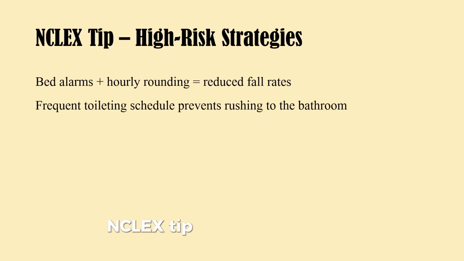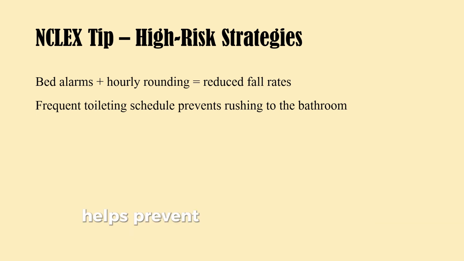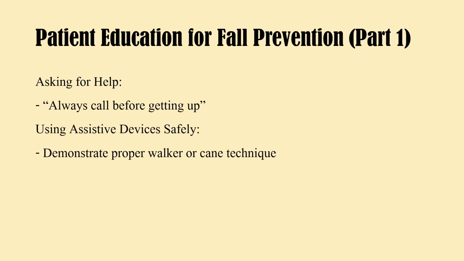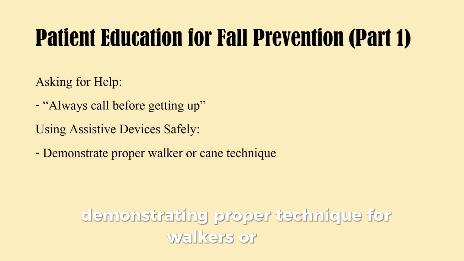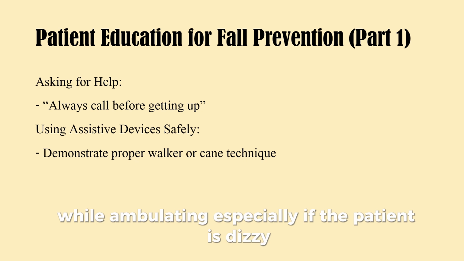NCLEX tip, high risk strategies: bed alarms and regular rounding substantially reduce fall rates, and a frequent toileting schedule helps prevent patients from rushing independently. Patient education covers asking for help before getting up, demonstrating proper technique for walkers or canes, and underlining the importance of remaining cautious while ambulating, especially if the patient is dizzy.